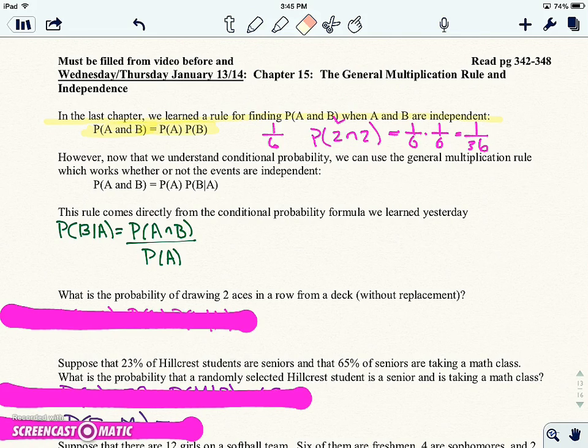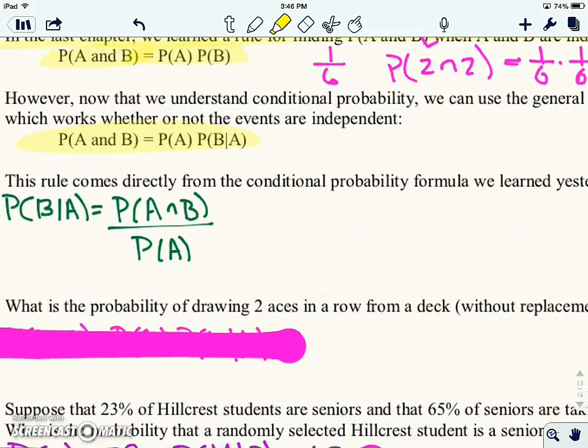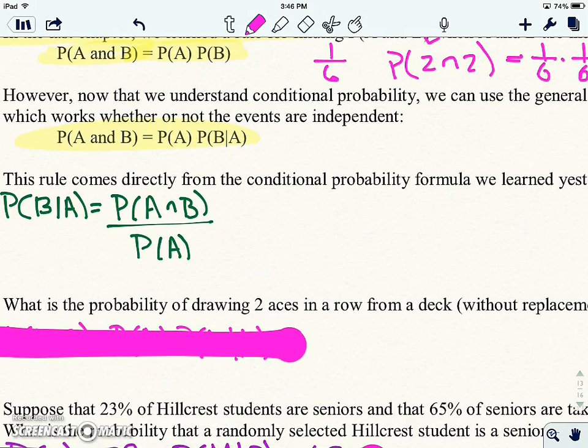However, now that we understand conditional probability, we can use this general multiplication rule, which is down here, that works whether or not events are independent. And we've used this before as well, such as the probability of getting a boy or a male out of my sticks, where I have 10 males out of 30 kids.